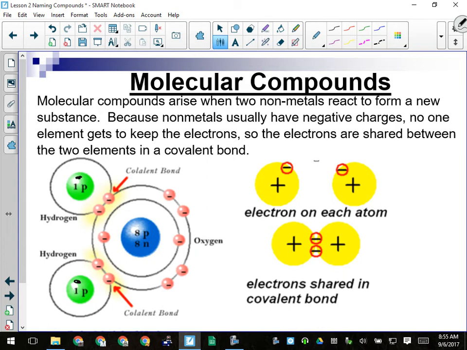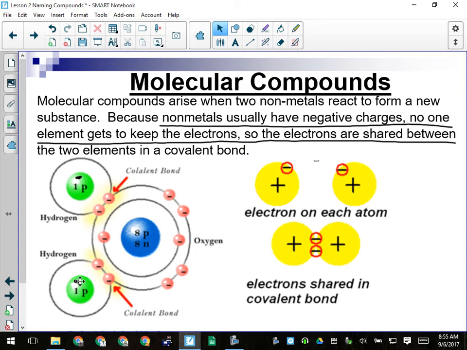All right, so the big thing with molecular compounds: nonmetals usually have negative charges. No one element gets to keep the electrons, so the electrons are shared. That's the big thing. Since electrons are shared, is there more than one way that 2 elements could go together? Yes. Hence the reason why we use prefixes when we're doing the naming for molecular compounds.